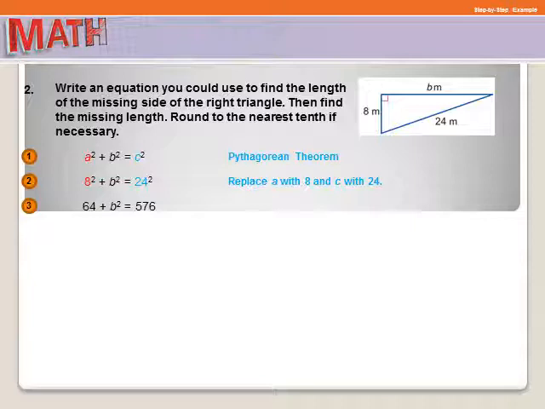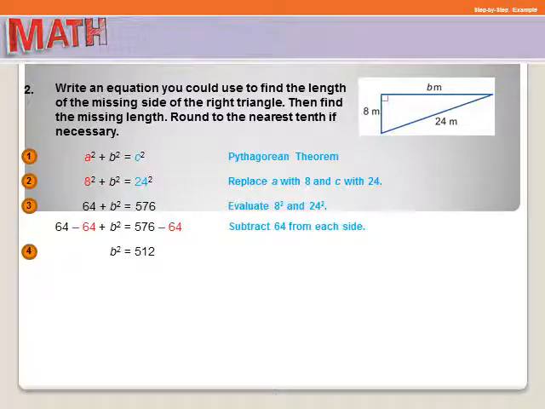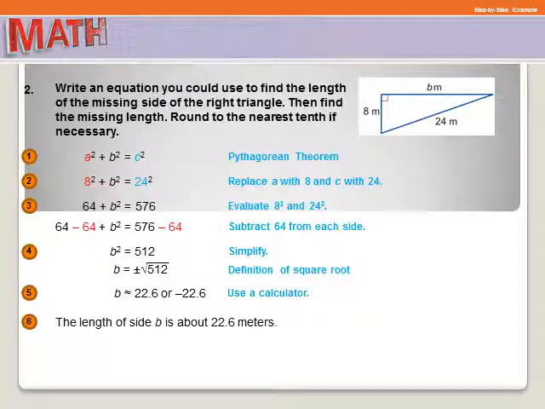So in order to get the value of B^2, we are going to subtract 64 from each side. Accordingly, B^2 will be equal to 512. In order to get the value of just B, or the length of the leg B, we are going to get the square root of 512. We are going to pick only the positive answer, so it's going to be 22.6 meters. Don't forget to write the unit, okay?